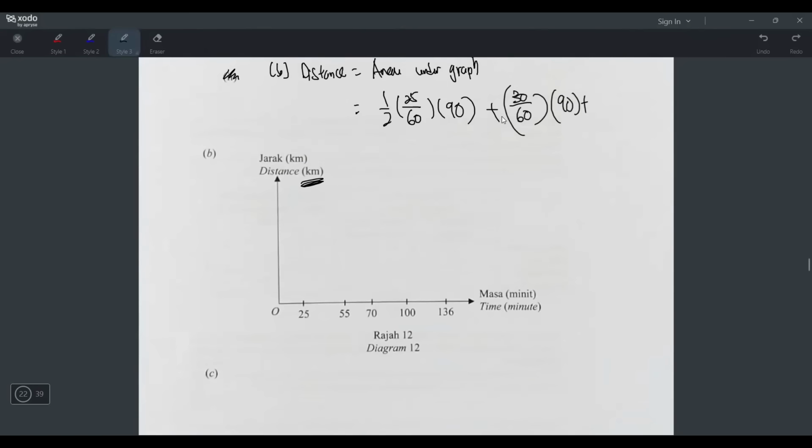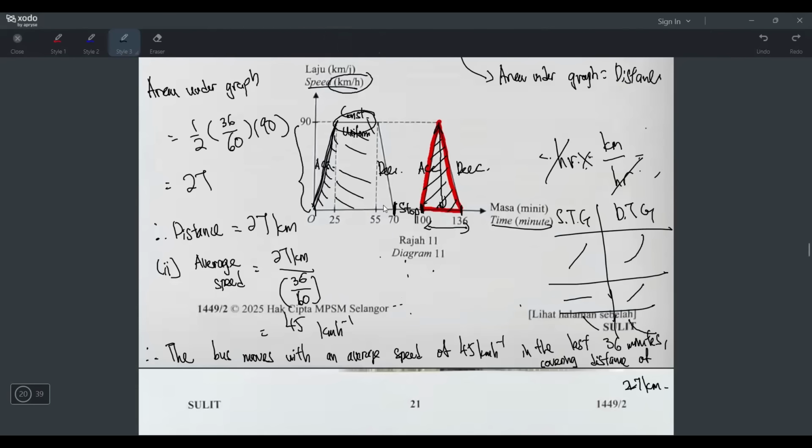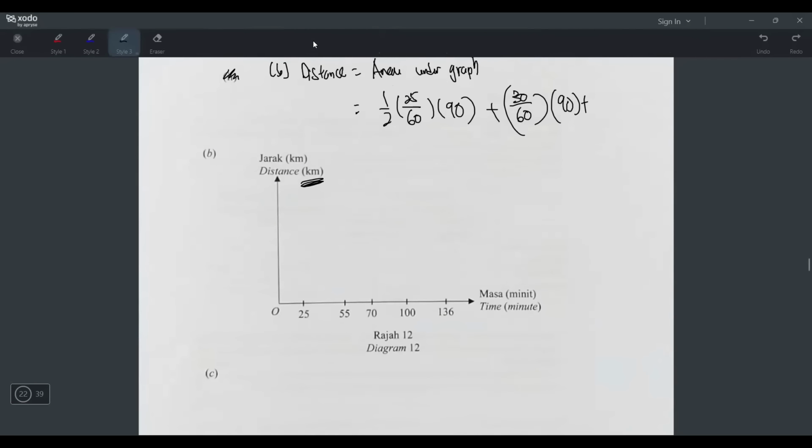Okay, the last one is the small triangle, right? The small triangle would be 1 over 2 times base times height. For the base, we have to find the difference here. 70 minus 55, that's going to be 15. And then we have to convert to hours also, 15 over 60, and then times 90. So 1 over 2 times 15 over 60 times 90. Okay, now we are done with the working.